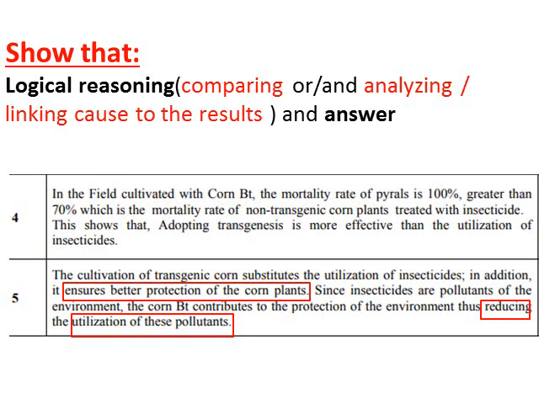What are the benefits of using transgenic corn plants? First, they're going to ensure better protection of corn plants. We've noticed that 100% of the pyrales are going to die, so all the pyrale larvae are going to die. So I'm going to ensure full protection for the corn plant. And because I'm not using insecticides, and because insecticides are pollutants, I will be reducing pollution. So transgenesis in this exercise is beneficial in two ways, because it protects more corn plants, and because it avoids pollution.